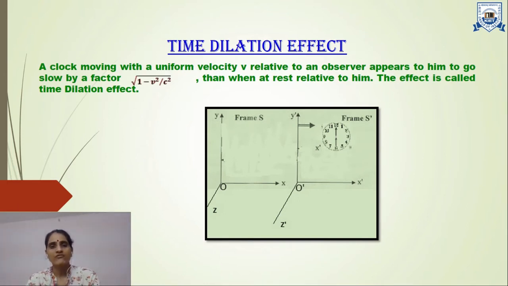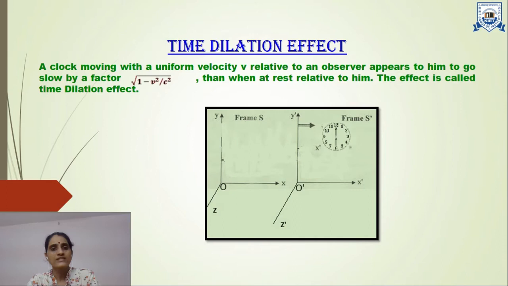In our day-to-day life, we do not observe the time dilation effect, because in order to see it, a particle must move with a relativistic speed, that is, its velocity should approach c. So we don't encounter the time dilation effect in our day-to-day life. But when we move towards the micro dimensions, there is a possibility that the time dilation effect can be seen.